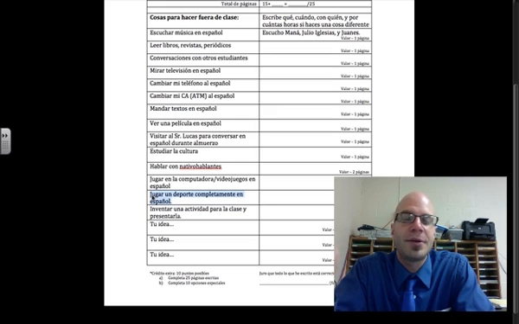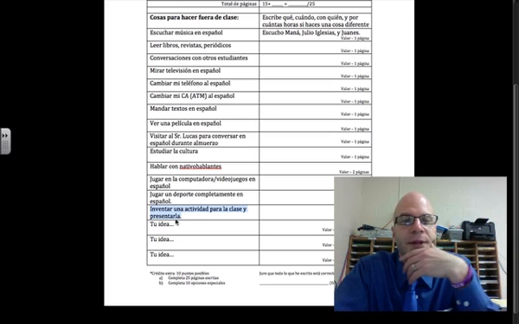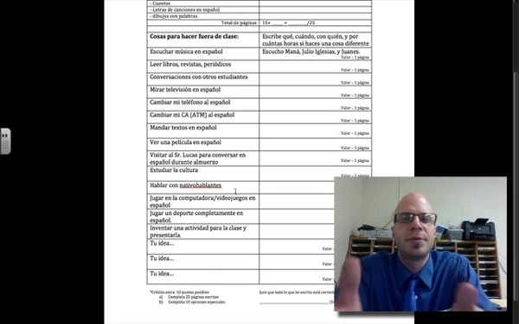Most weekends there's somebody outside playing soccer, and there's a good chance you can find people who speak Spanish doing that. Good way to get to know people. Inventar una actividad para la clase y presentarla. So invent an activity and present it to the class. And then the last three spaces are your idea. And if you look toward the right, it tells you the value of each activity. The only one here that's valued at 2 points or 2 pages is to speak with native speakers.